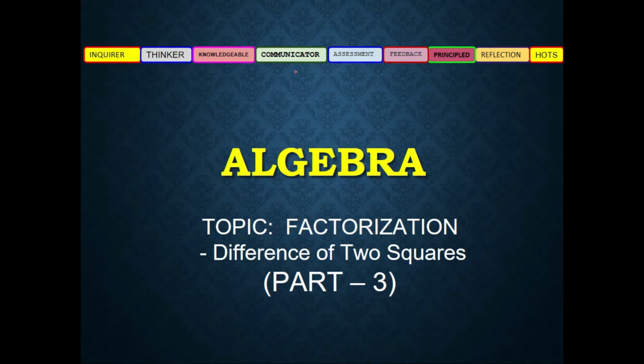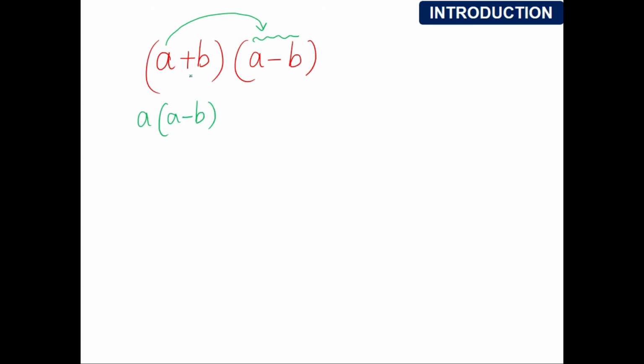We are doing the third part of factorization, which is using the difference of two squares identity. To introduce the topic, let me ask you, what happens when a plus b is multiplied by a minus b? As we have seen in the previous videos on how to expand the brackets, I'll be multiplying a with the term a minus b, and then I'll have the plus sign in the middle, and then goes b with a minus b. So this is how you're going to expand the bracket.